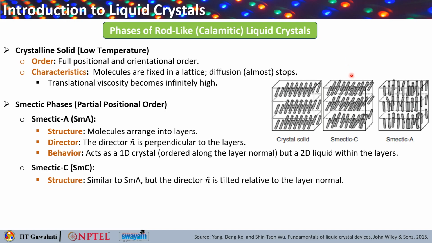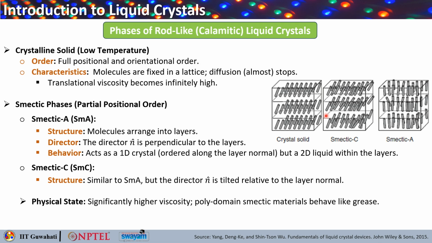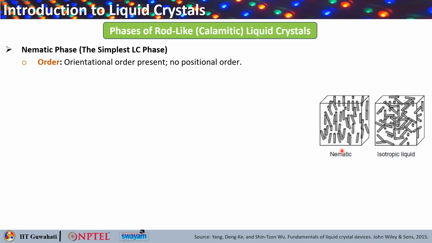So, the layer normal is basically along this direction, that is Z, okay, but the n cap is slightly tilted. So, this basically represents significantly higher viscosity again, but the polydomain smectic material basically behaves like grease. So, there is some viscosity and movement. Next is the nematic phase, which is the simplest liquid crystal phase.